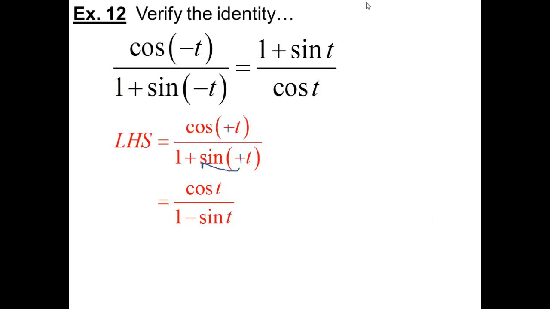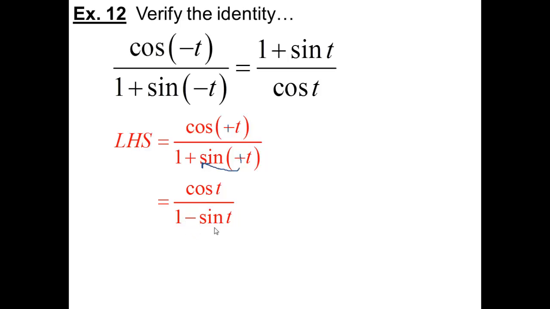Now, my goal is to have the 1 plus sine on the top. Right now I have 1 minus sine on the bottom. So I need a technique that will not only change that 1 minus into a 1 plus, but will also flip the fraction. And that technique has to do with conjugate pairs.